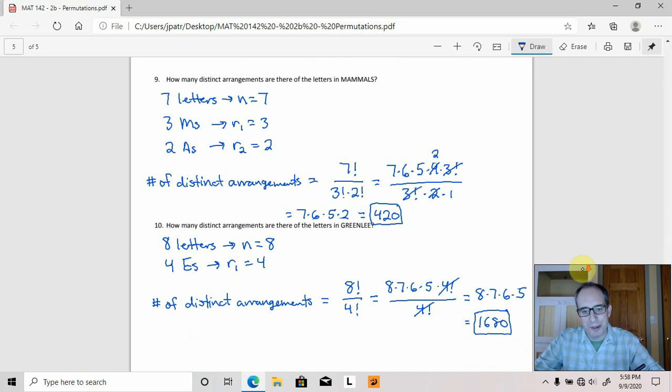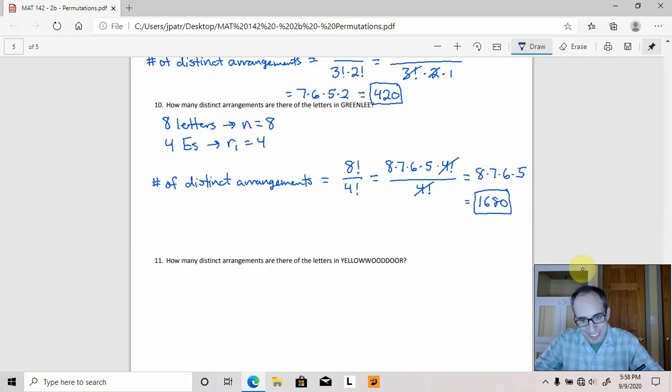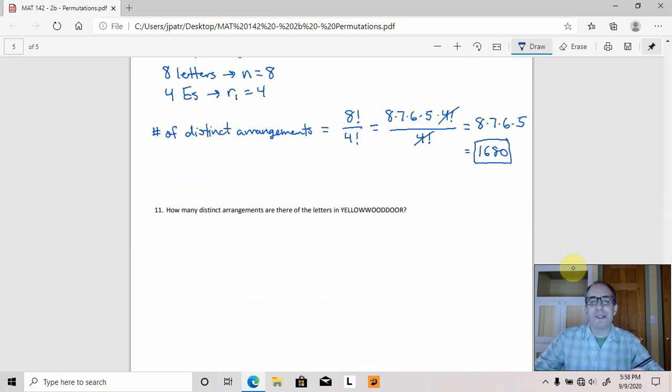And then where I said you're going to love number 11. How many distinct arrangements are there in yellow wood door?